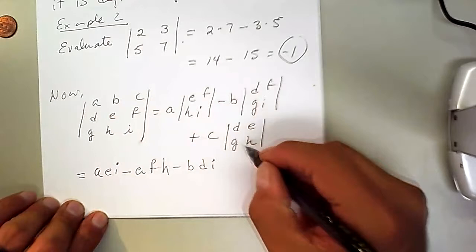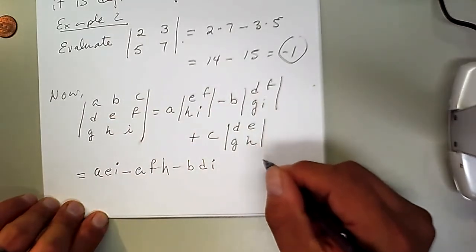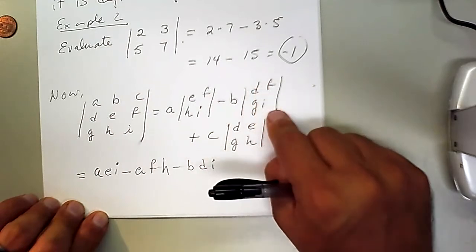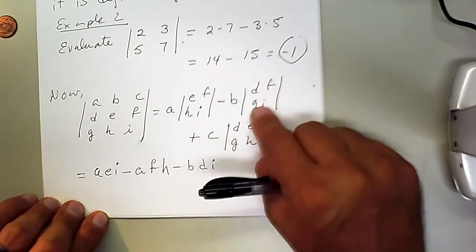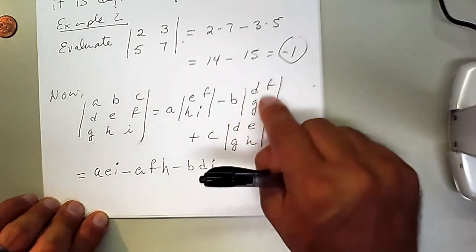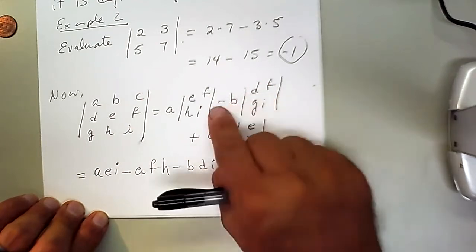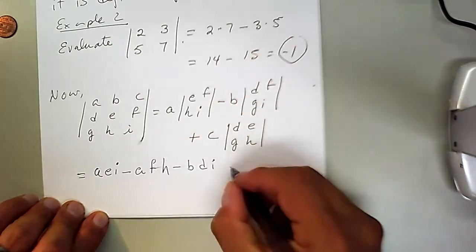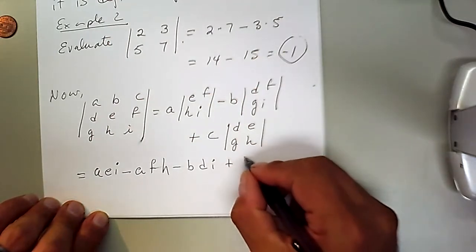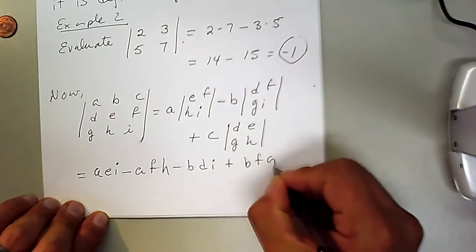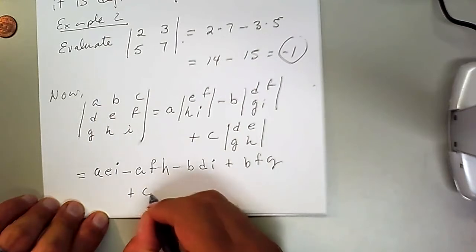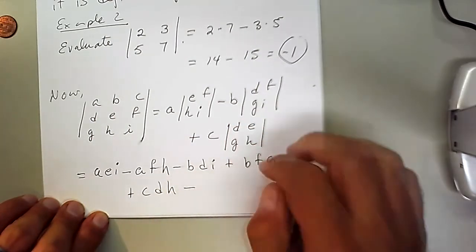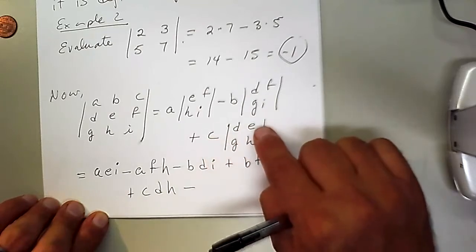I will draw a matrix of signs in a moment, but let's continue with this. So then we got to subtract. We did di, and then we got to subtract fg multiplied with b, but we're going to subtract that after subtracting this. So there's going to be two negatives, and we're going to end up with plus bfg plus cdh minus ceg.